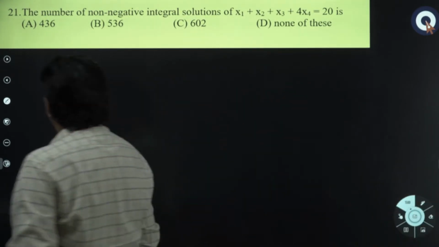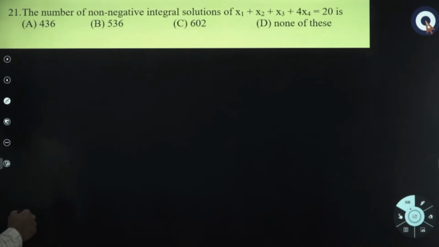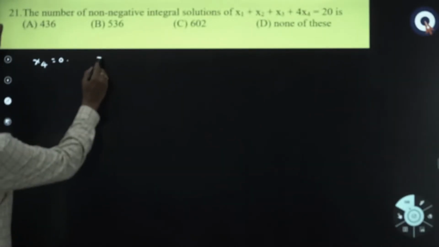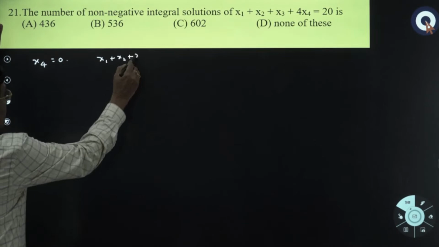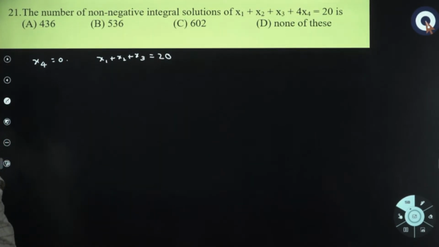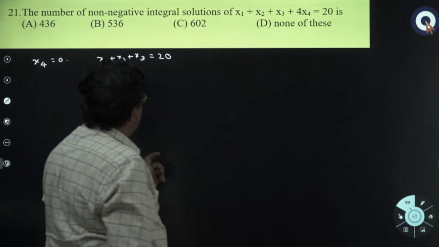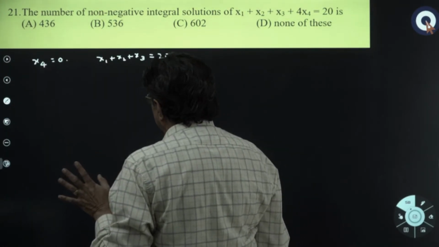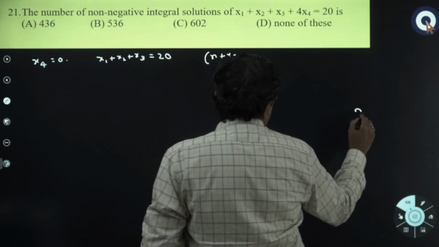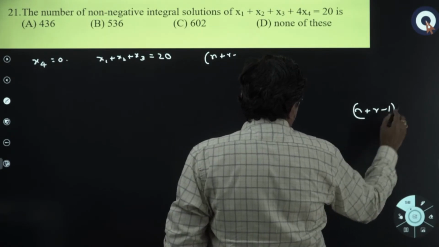So here, if you want to consider it as a distribution, and remember distribution is always better than selection, it's always simpler. And if x4 takes the value 0, then we have x1 plus x2 plus x3 is equal to 20, and it is a question of distributing 20 identical apples to 3 people, blank lots allowed. So the formula is n plus r minus 1 factorial by n factorial into r minus 1 factorial.